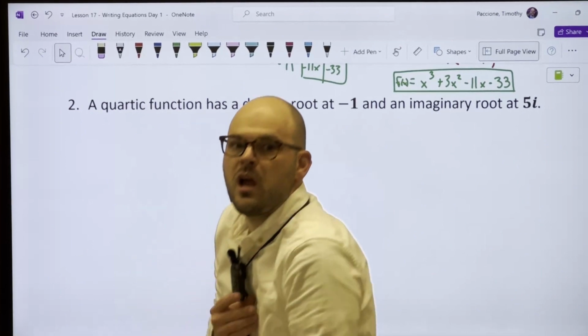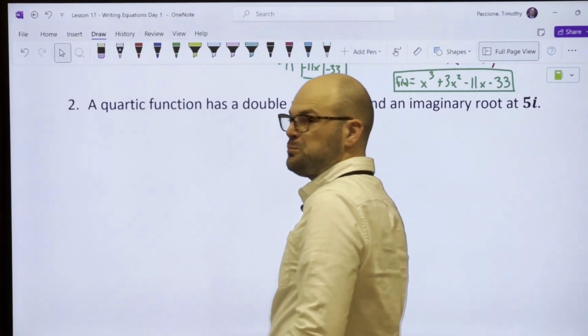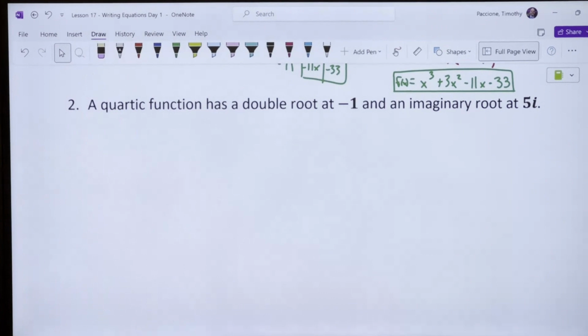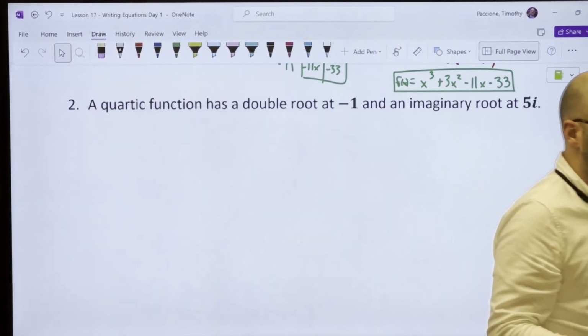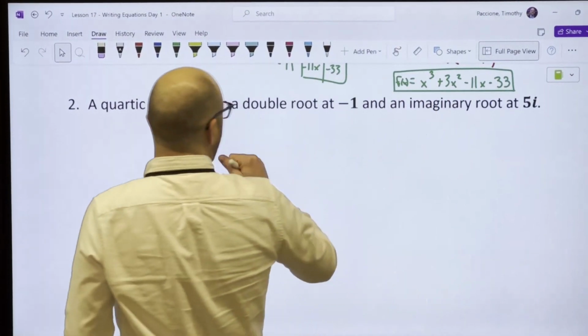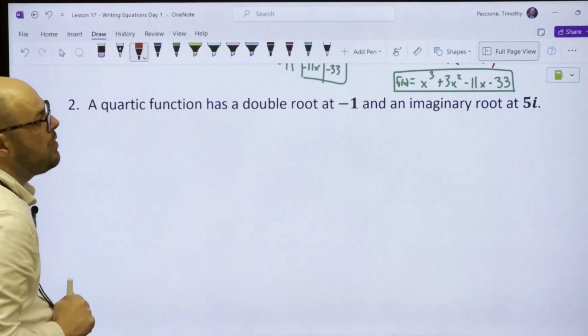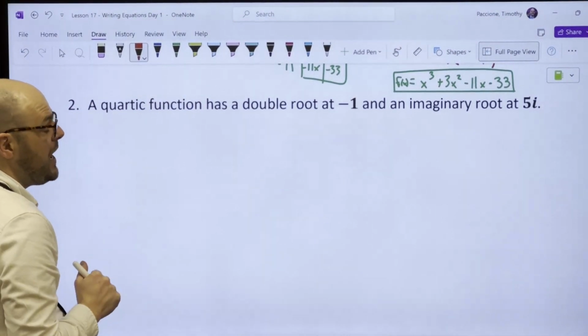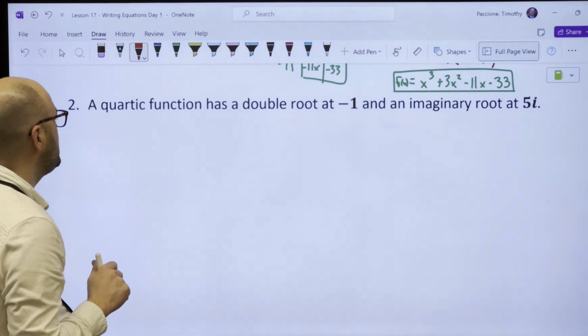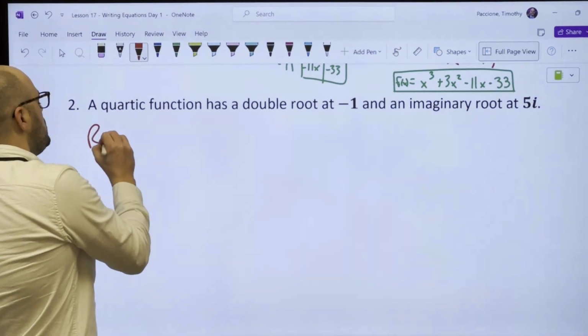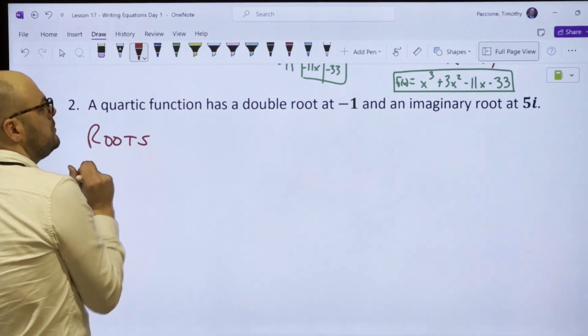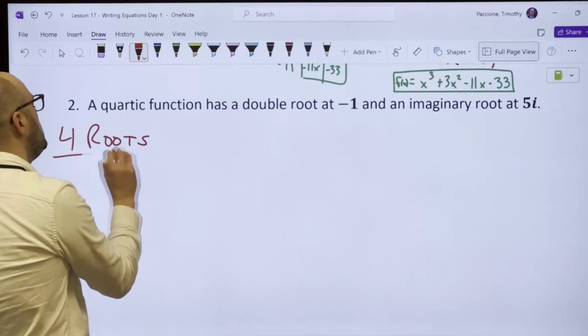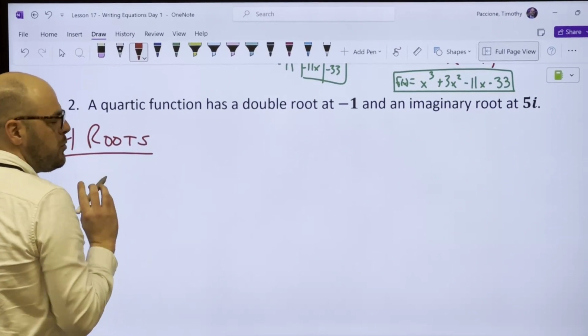All right, so let's go over this. So we got a quartic function, right? It's got a double root at -1 and an imaginary root at 5i. And we'll deduce what else it must have, right? So my roots, how many are there? 4, good. You don't want to miss any. And I have a double root at -1.